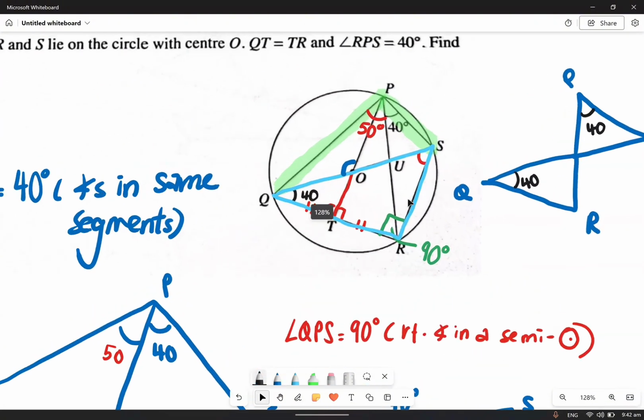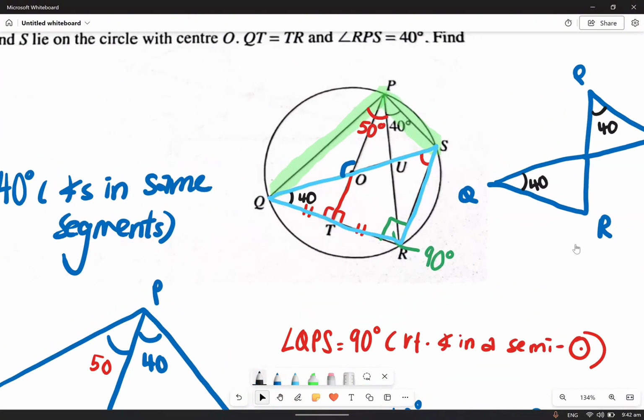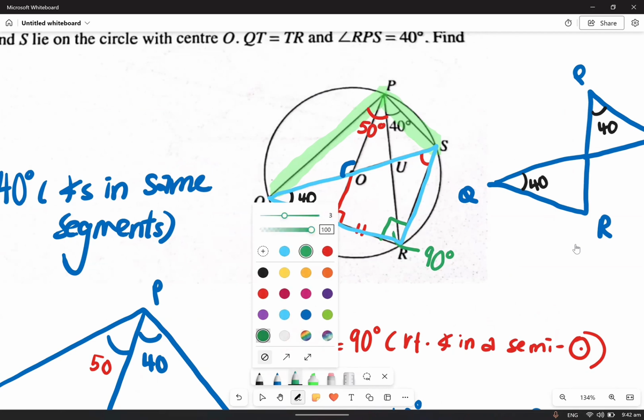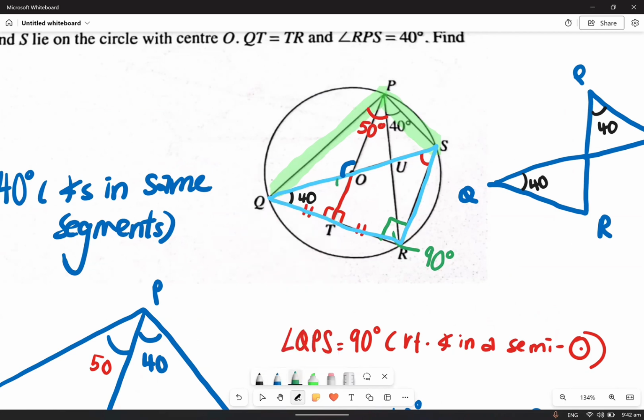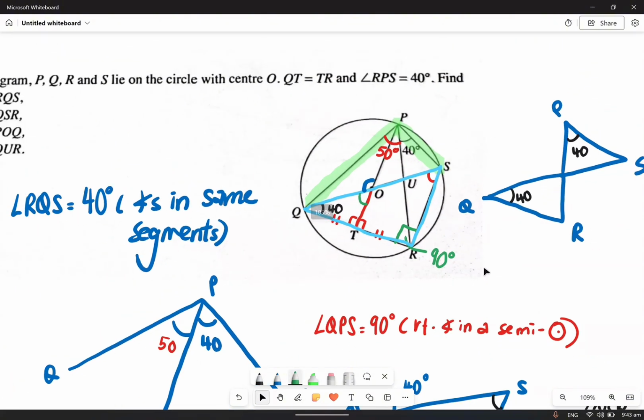Let's move on. Where is QOT? Where is QOT? Do you all agree this part, the green color part, can be found, right? Why? We use the sum of angles in a triangle. So I draw this out first.